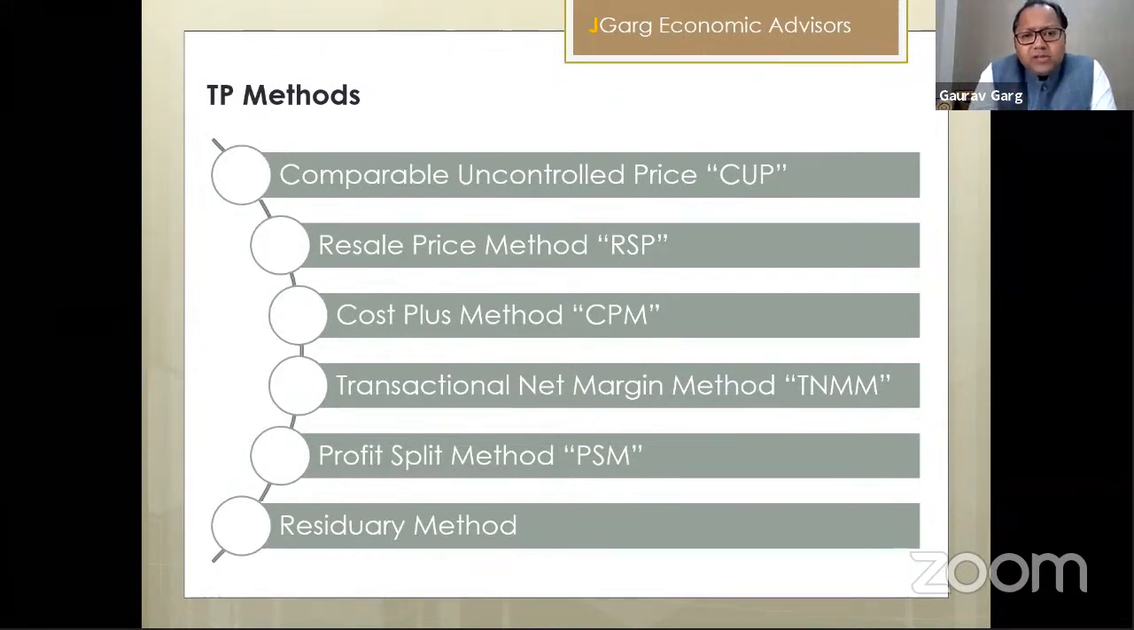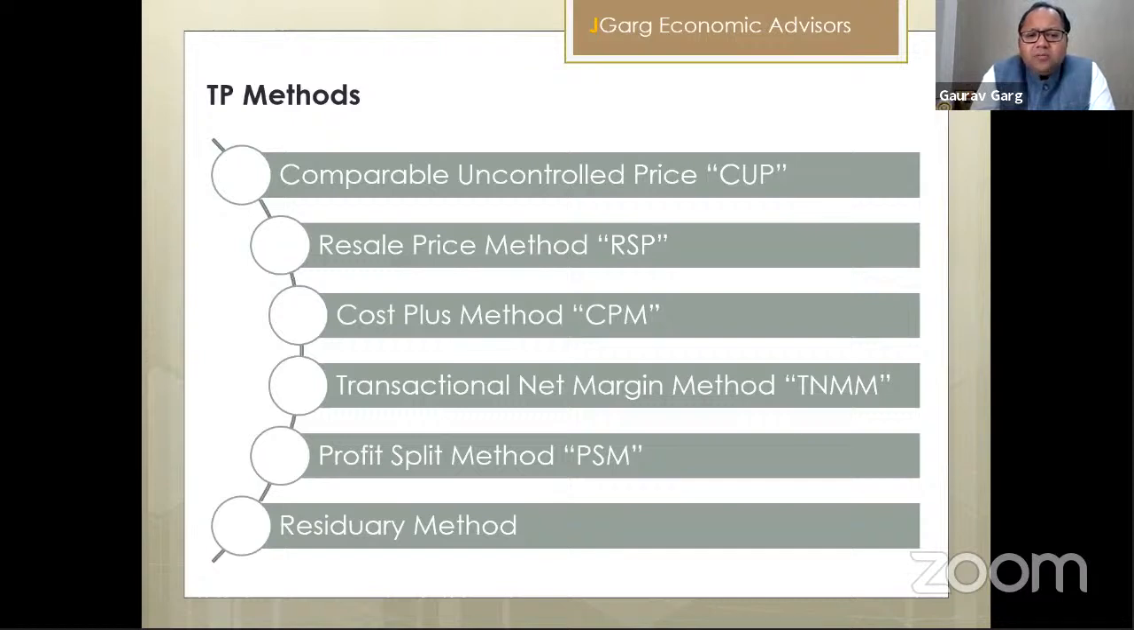CUP is one of the best methods if you have availability of comparable data. In general, comparable data is not available at the CUP level unless you have internal transactions, if you have internal comparables. My practical experience is that it is tough to find CUP data from external comparables unless you are dealing in a commodity or services which are listed on an exchange.